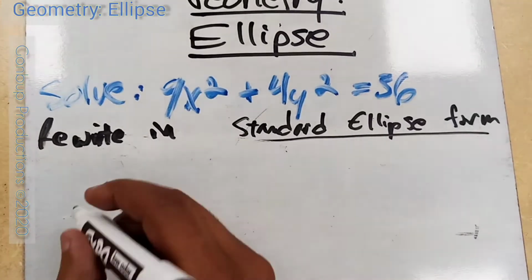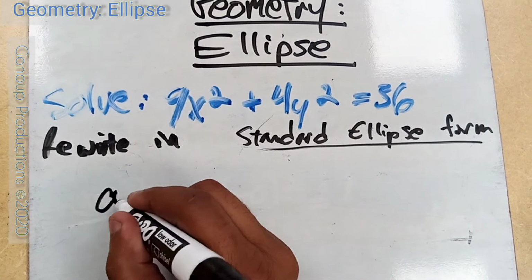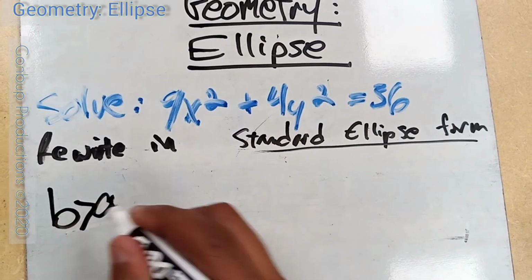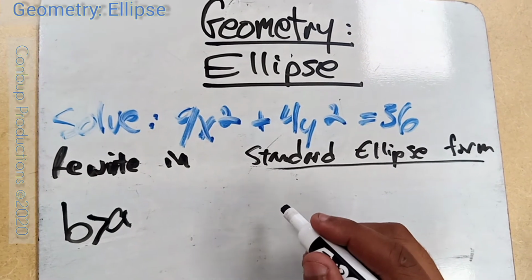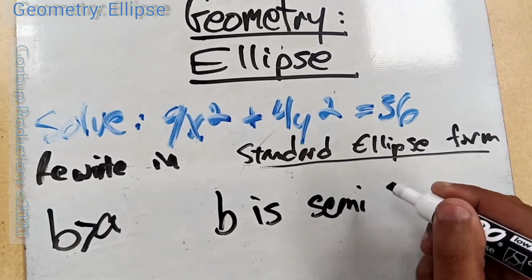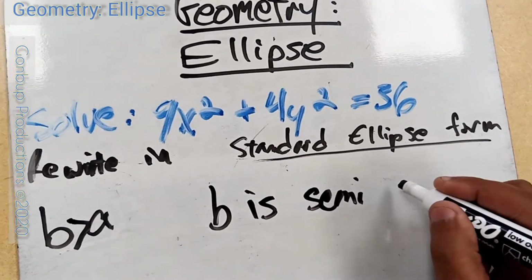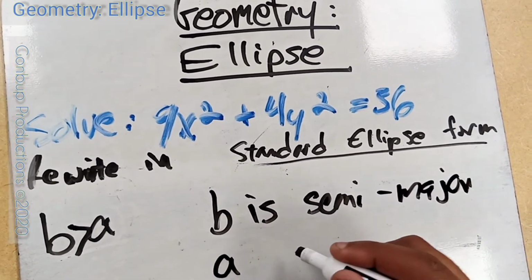Now we can graph. Now we know that our ellipse has a center of (h, k), which is (0, 0), and b is greater than a. So our semi-major axis b equals 3, and our semi-minor axis a equals 2.